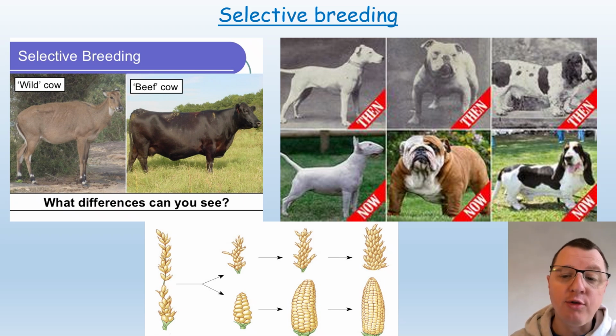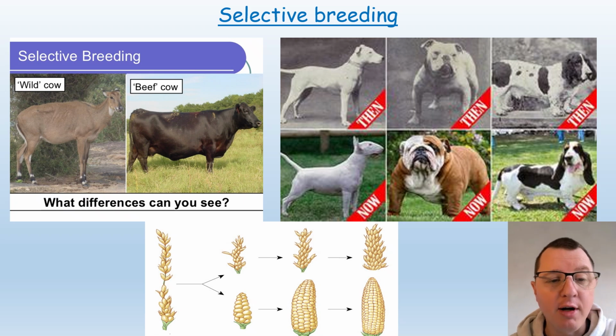Selective breeding occurs when a breeder or a farmer selects individuals that have the desirable characteristics, and allows those individuals with those desirable characteristics to breed and pass on the genes that control those characteristics to the next generation. And through that process, we've been able to change the appearance and characteristics of a number of different species.